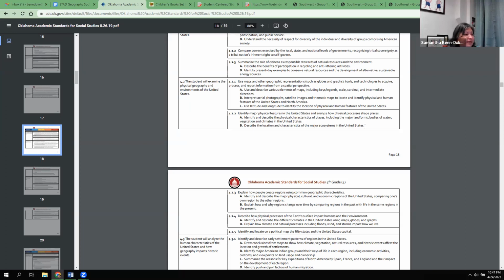Think back to that geography activity that you did with the 5 themes of geography. And then 4.2.3, how people create regions using common geographic characteristics, which is also going to be a part of our unit. And then how physical processes of the Earth's surface impact humans and our environment. And then, of course, already on the way to learning all the 50 states and being able to locate the states and the capital of the U.S. and hopefully even the capitals of many of those states.